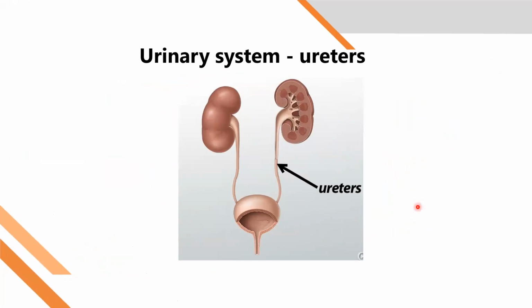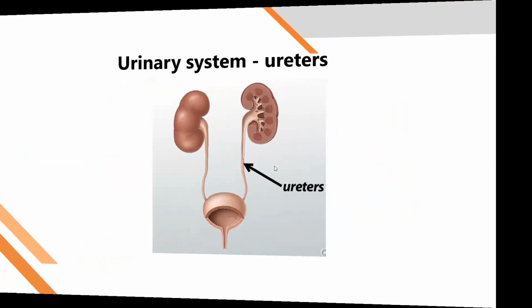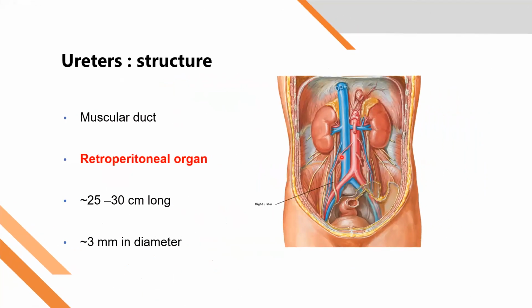Now we go to the second part, which is the ureter. So this is the ureter. It is a muscular duct. It's located retroperitoneally, like the kidney, and the length is about 25 to 30 centimeters, and the diameter is 3 millimeters.